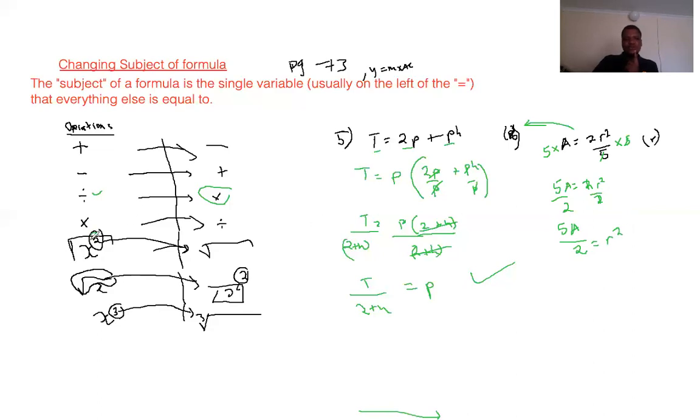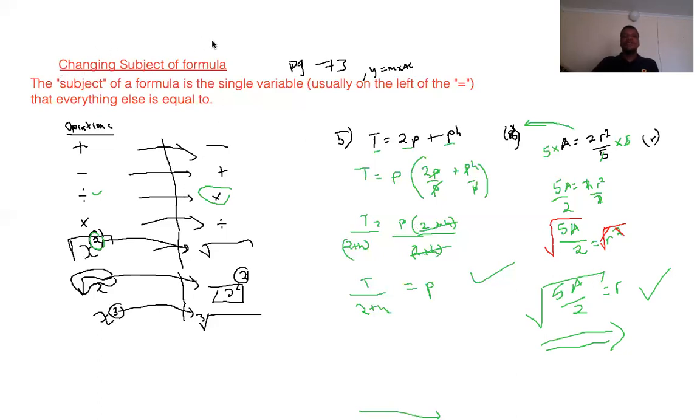Now once we are at r squared, what do we do? A square becomes a square root sign. So the next thing we are going to do is take the square root of both sides, so that the square root sign cancels the square. Then we are going to have the answer: r is equal to the square root of, don't simplify, 5a all over 2. So now you have made r the subject of the formula. Pretty simple. Let's look at the last example.